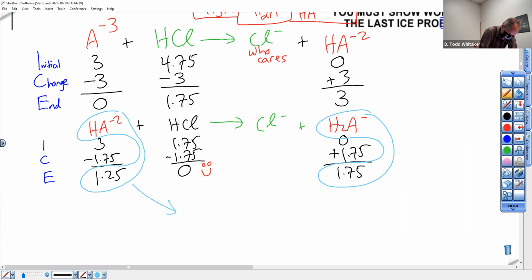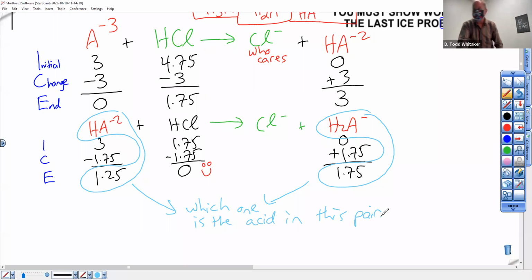Question 1. Which one is the acid in this pair? Easiest question of the semester. You look at two species, they got the formulas written, the one with the extra proton or the one missing the protons, which is the acid? Extra proton, acids have protons. So the answer is H2A minus. Can you tell me the pKa?